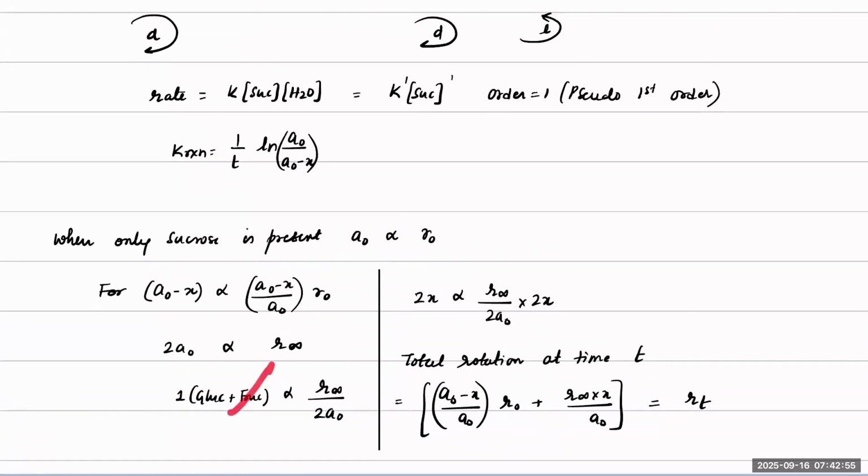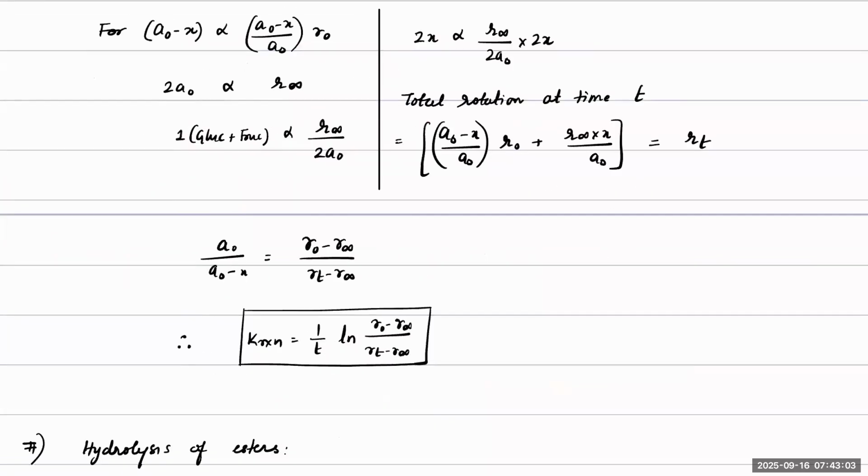So if for 1 mole it is this much, for 2x how much will it be? r infinity by 2a into 2x. Now we can get the total rotation after time t. So a naught minus x by a naught into r naught, plus r infinity into x by a naught, that is equal to r t. Correct? So this is the total rotation after time t.